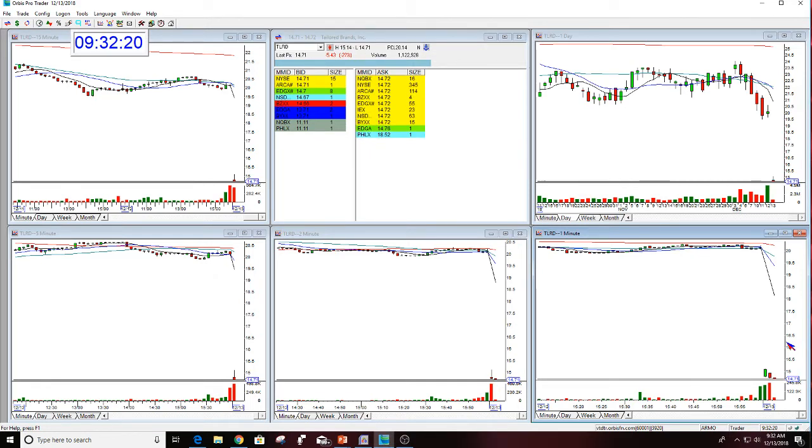TLRD. You do have to watch 1450 for a first target. In fact, if it gets there right away, should we get out of half or what should we do? We have very little time to decide. 932. I really think this goes to 14 today, but I just don't know what time. That's the situation. And yesterday was a long day.